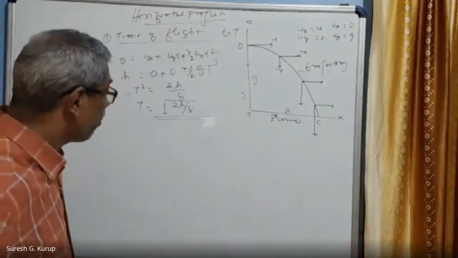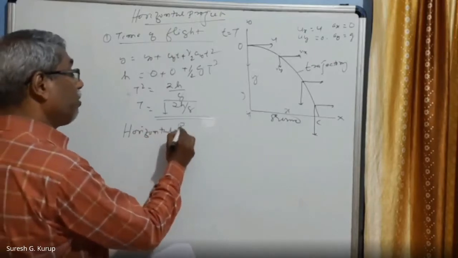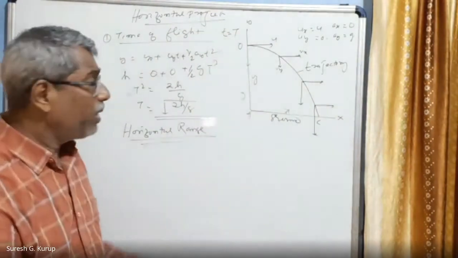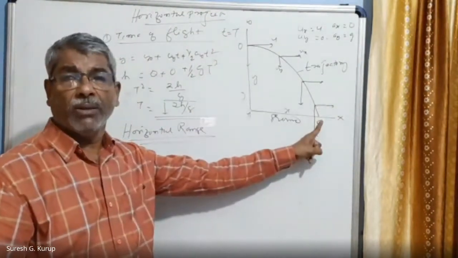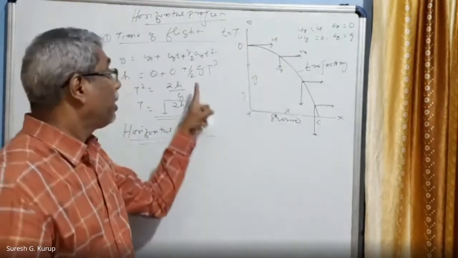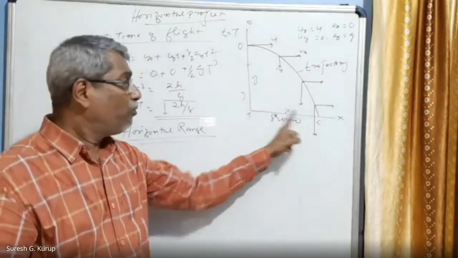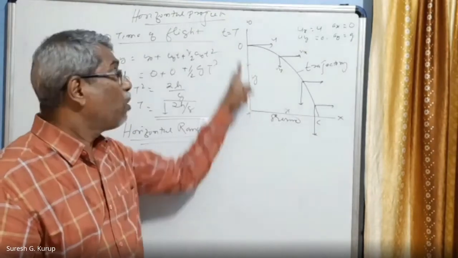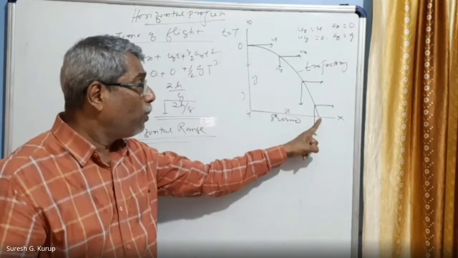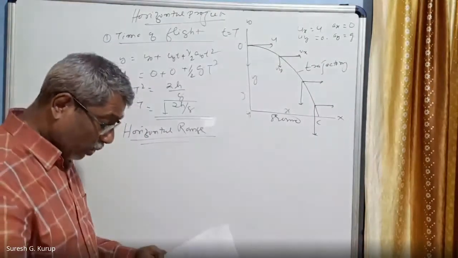Next is horizontal range, the range of a horizontal projectile. When the body is projected from this point, after capital T time, the body reaches the point C on the ground. At that time, from the point of projection to the point where the body falls, what is the displacement or distance? This is what is called horizontal range.